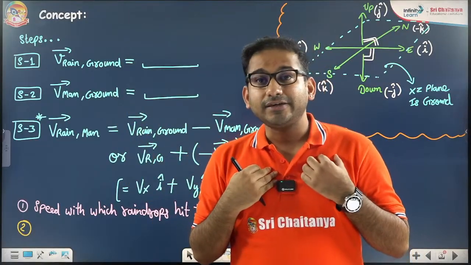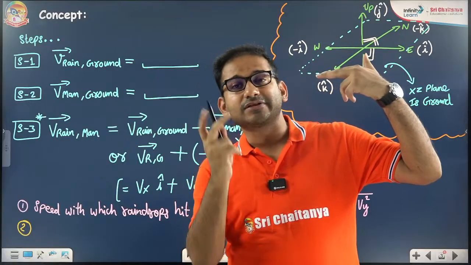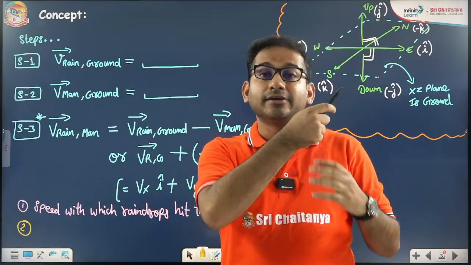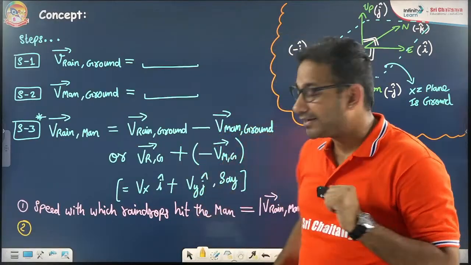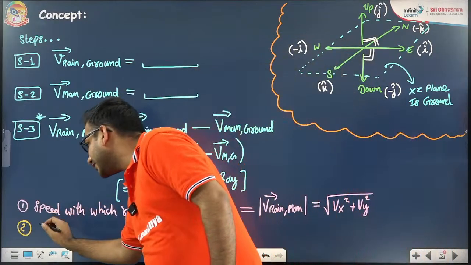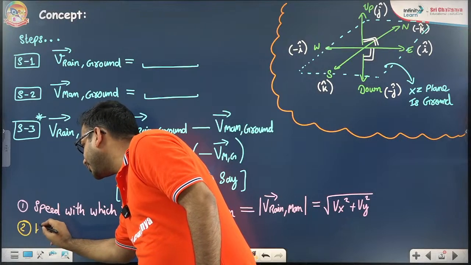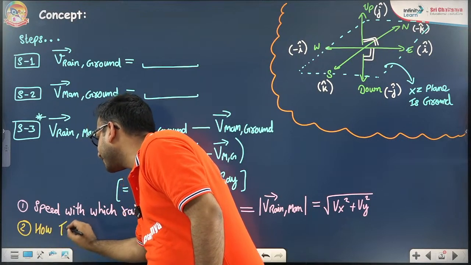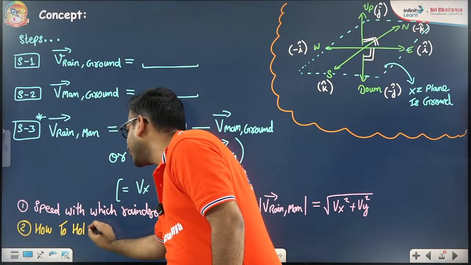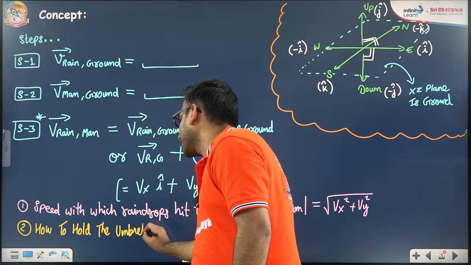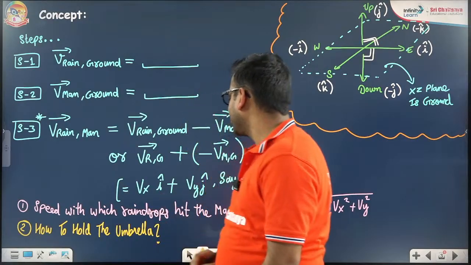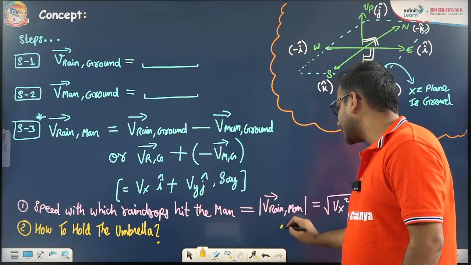So according to me, if the raindrop is coming like this, I'm supposed to hold the umbrella like this, making some angle with the vertical or making some angle with the horizontal x-axis. So I will say that here, how to hold the umbrella. You have two things here.